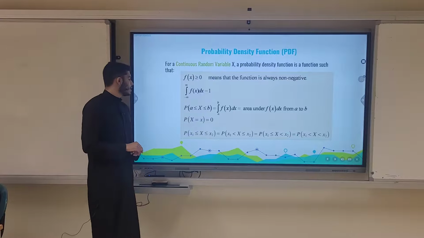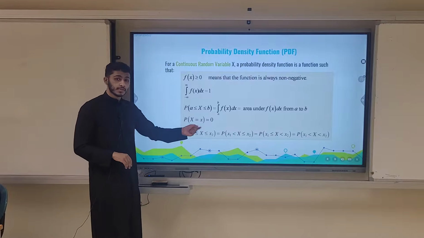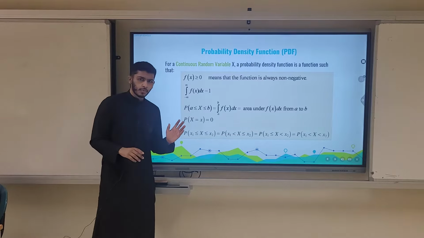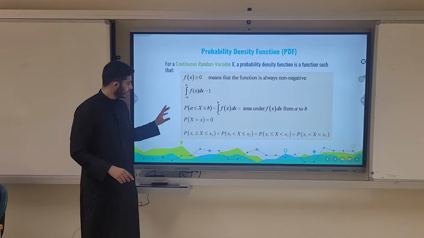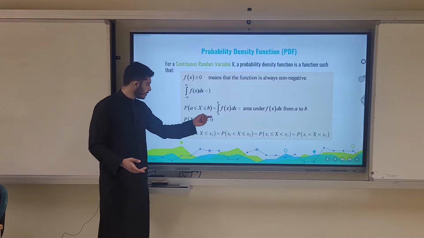The next one: the probability of capital X equals 0. Well, this sounds strange. In the previous chapter, we dealt with a lot of these, and they rarely, or like never even got to have a value of 0.